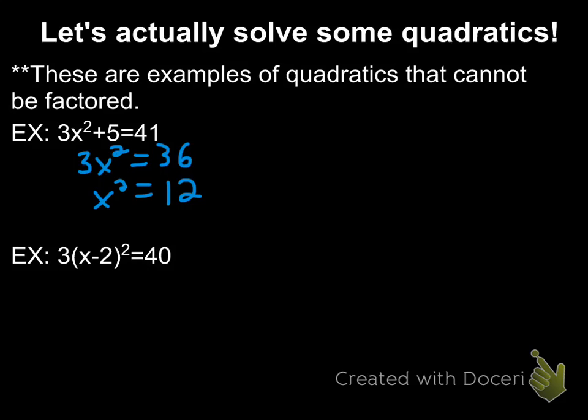Now remember, way back at the beginning, I said when I take the square root of a variable, what do I need to be careful with? I need to have what in front? Plus or minus, right? Because I'm taking the square root of a variable. When I take the square root of a variable, I need to have plus or minus. That's important. So if I move up the page here, I'm going to get x equals plus or minus the square root of 12.